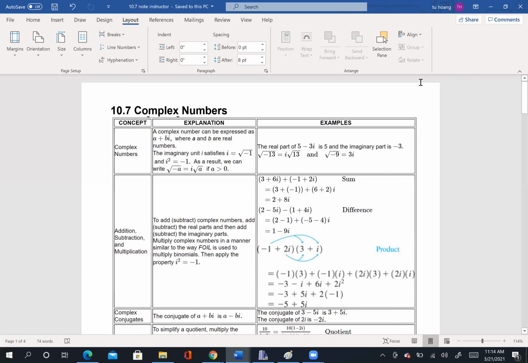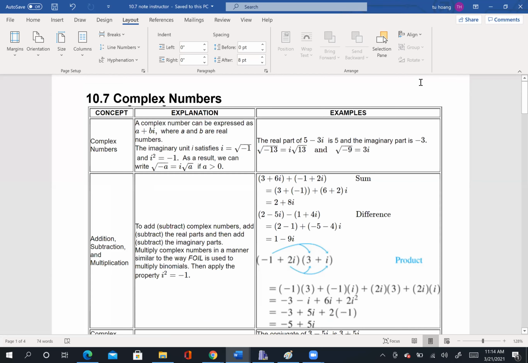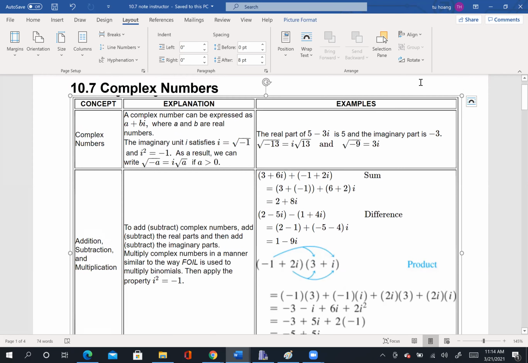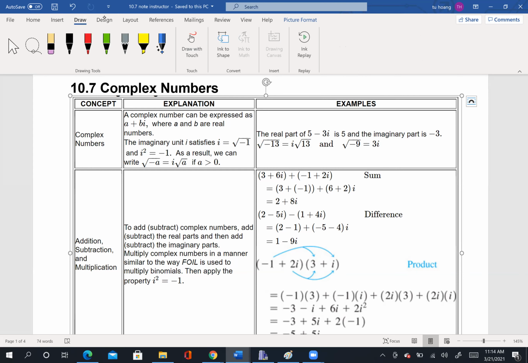Okay, hi class. So today we come to 10.7, complex numbers. In this section, we will talk about the complex number. We answer the question from last time, when I told you about the square root of a negative number.